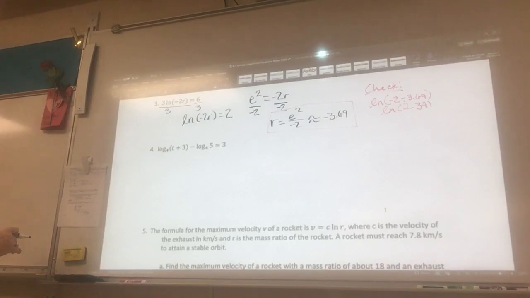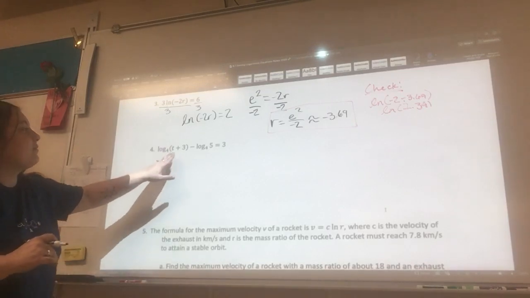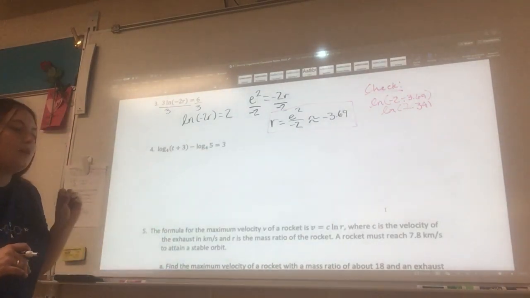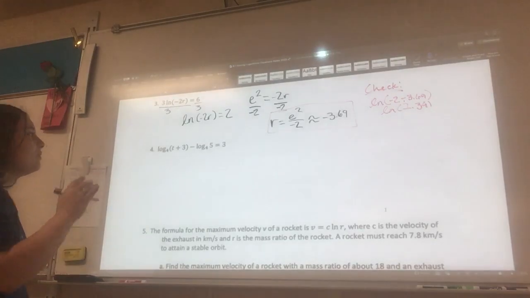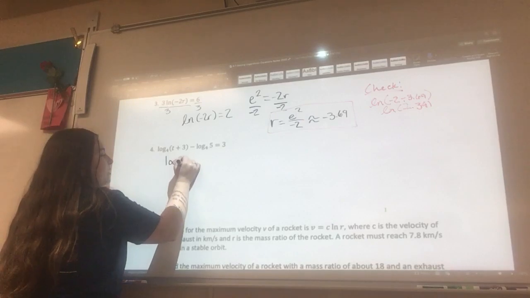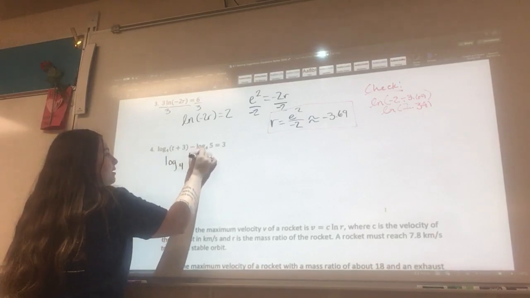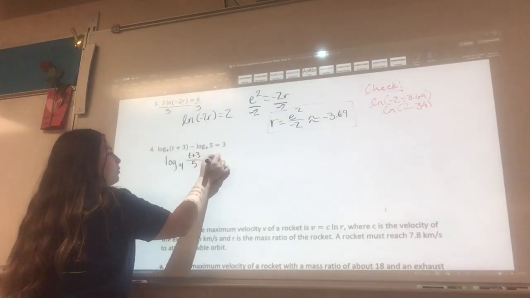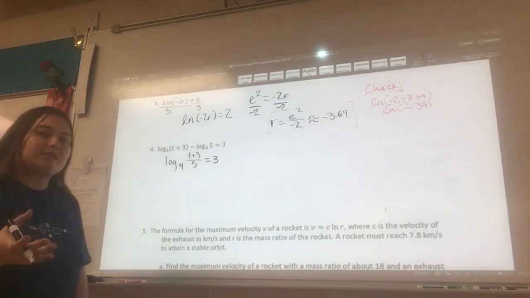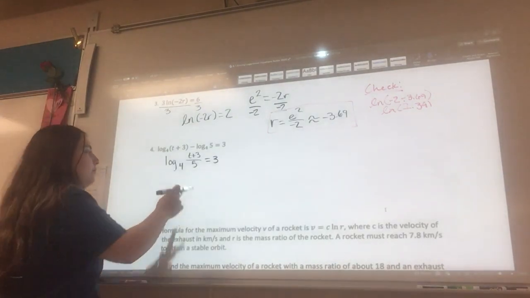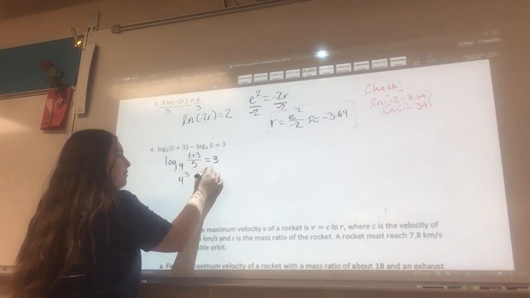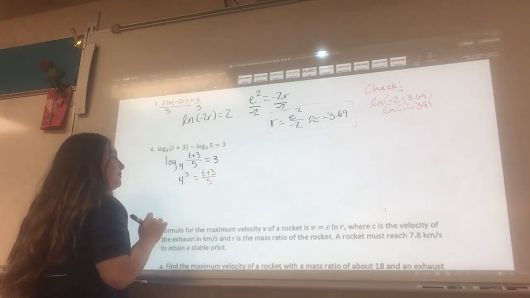All right. Moving on to number 4. Once again, we have log base 4 of t plus 3 minus log base 4 of 5 equal to 3. That minus means we are doing our quotient rule, meaning that those two things are going to divide. We're going to make this into 1 logarithm: log base 4 of t plus 3 divided by 5 equals 3. Now that we have gotten this into 1 log, we can transform this into an exponential function. So we have a base of 4 to the 3rd equal to t plus 3 divided by 5.